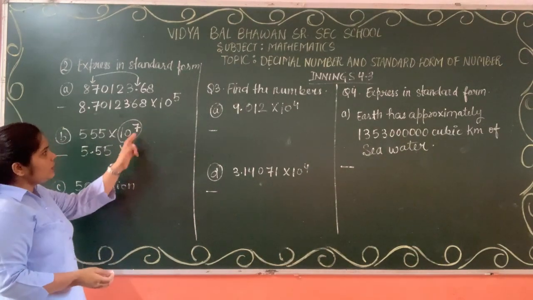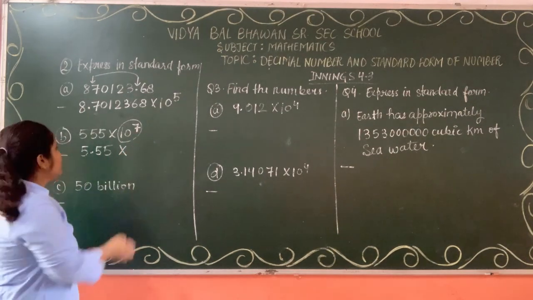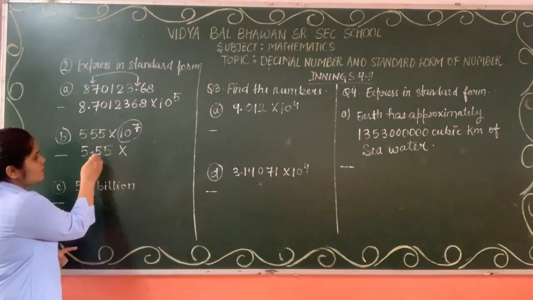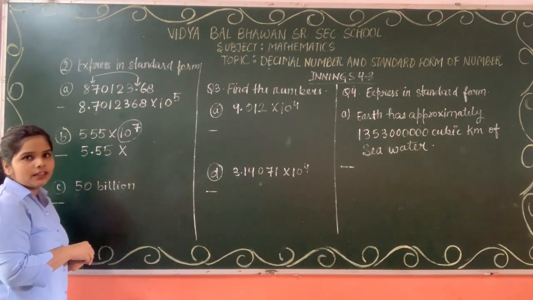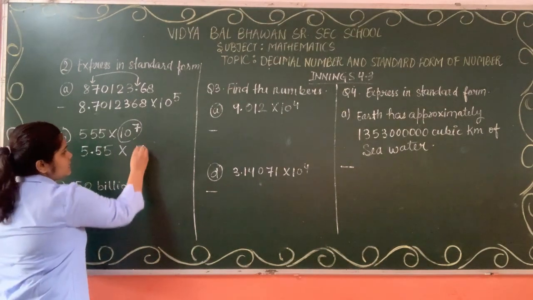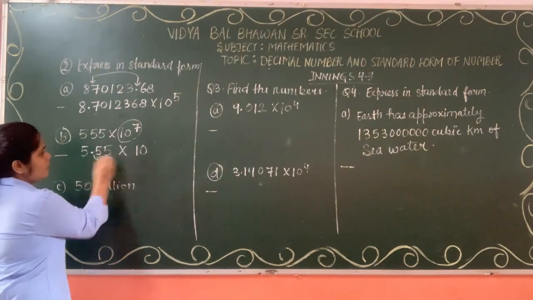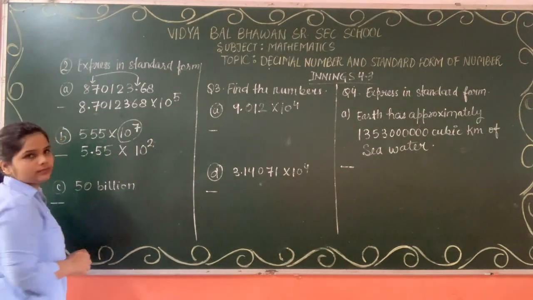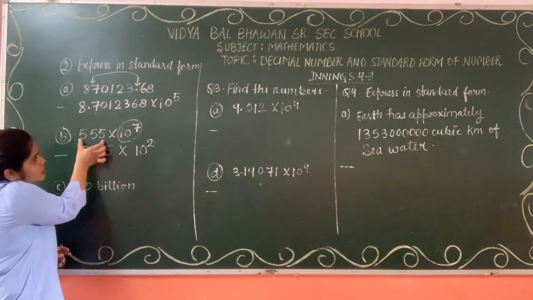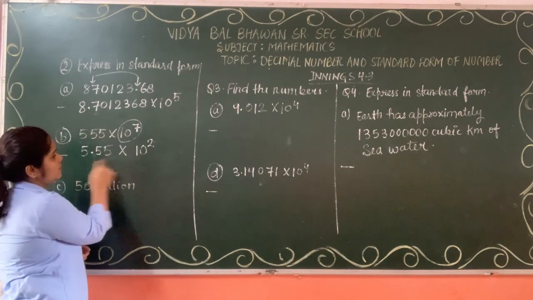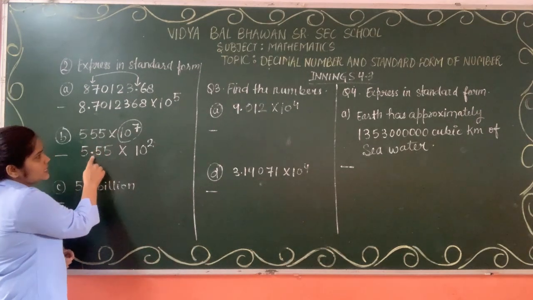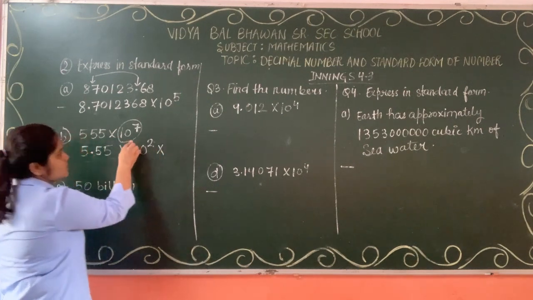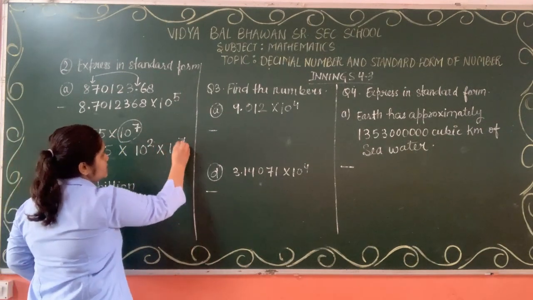Multiply. We are not writing this one up right now. We are just changing this 555 into standard form. So we have placed the decimal after the first digit. Now what to do? Raise 10 to the power. Count the number of digits after the decimal. There are 2 digits, so it will be 10 raised to the power 2. Now we have changed this 555 into standard form by placing the decimal and raising the power of 10. With that we are having this one also, 10 raised to the power 7.